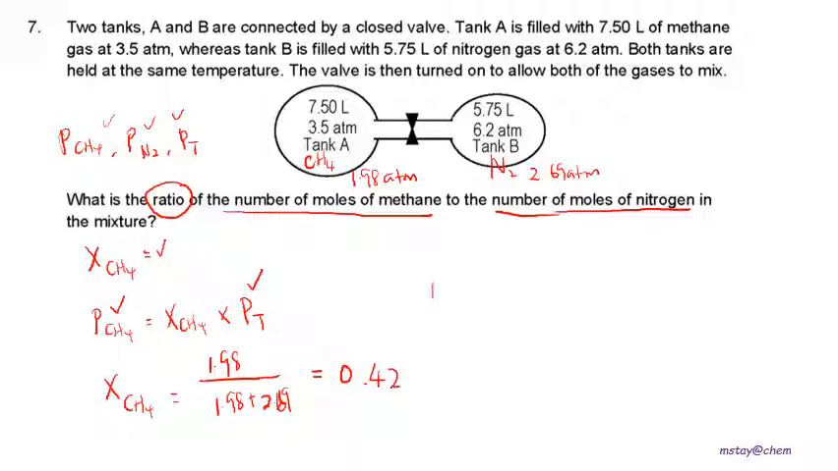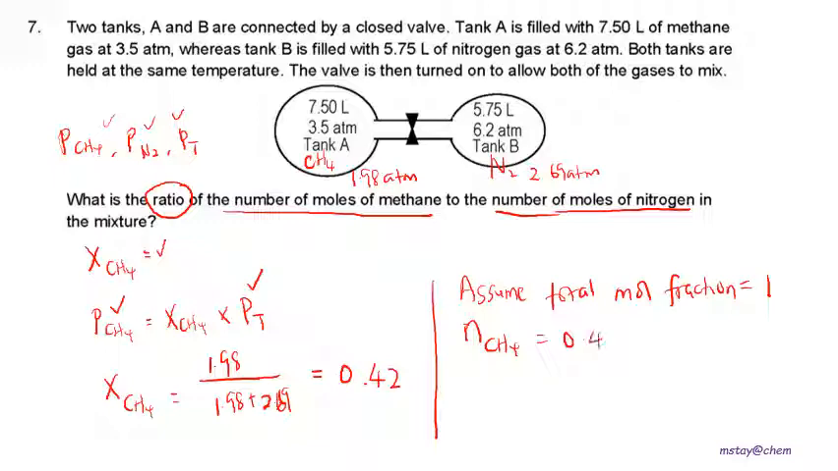0.42. Okay, then we assume that the total mole fraction is equal to 1. So in this case, the number of moles of CH4 will equal 0.42, while the number of moles of nitrogen will be 0.58 mole.